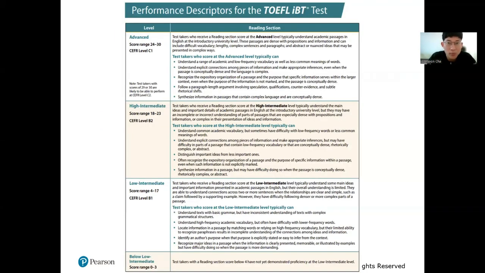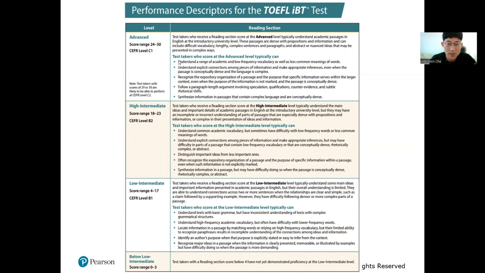So an example would be like the TOEFL iBT test. TOEFL is an English proficiency test that is developed by ETS. So they have predetermined standards, as you can see. And if the students get the raw score that is over 24, they are assumed to meet these kind of standards. So test takers who score at the advanced level typically can understand a range of academic or low frequency vocabulary as well as common meanings of words.